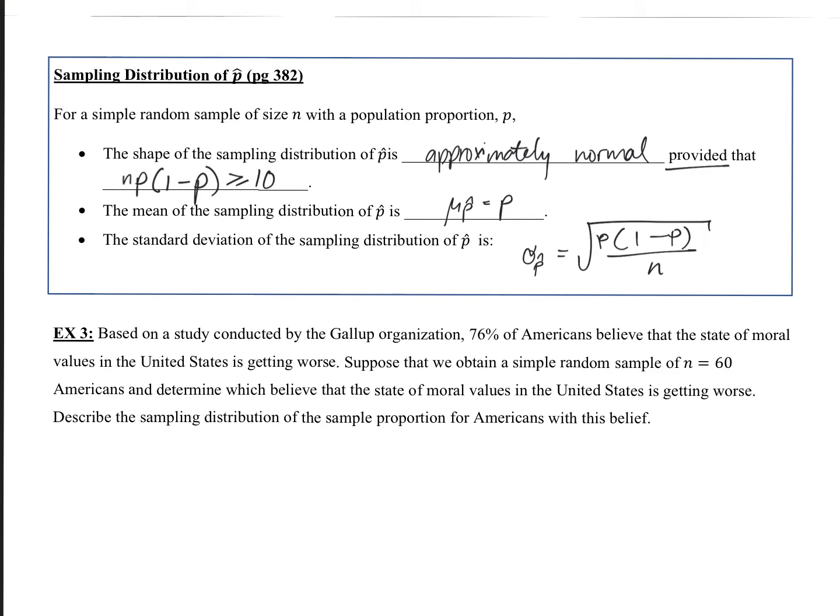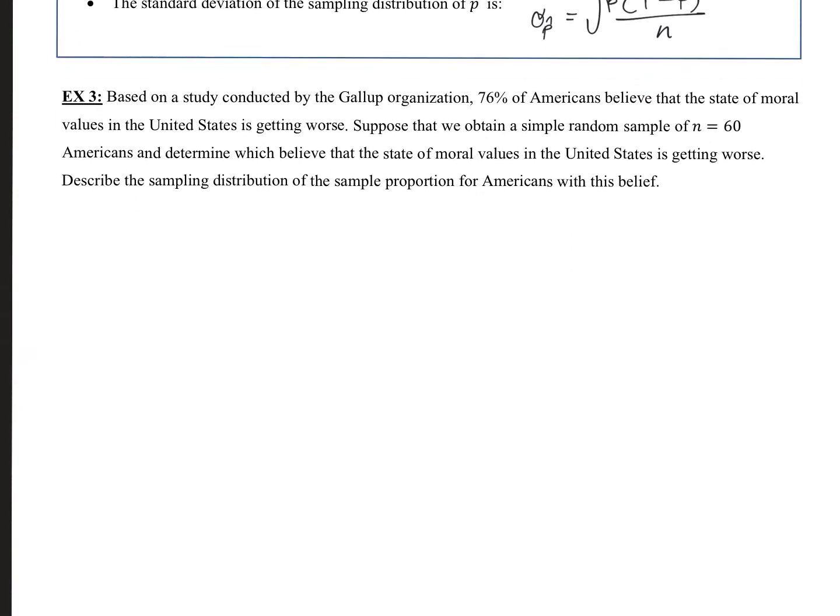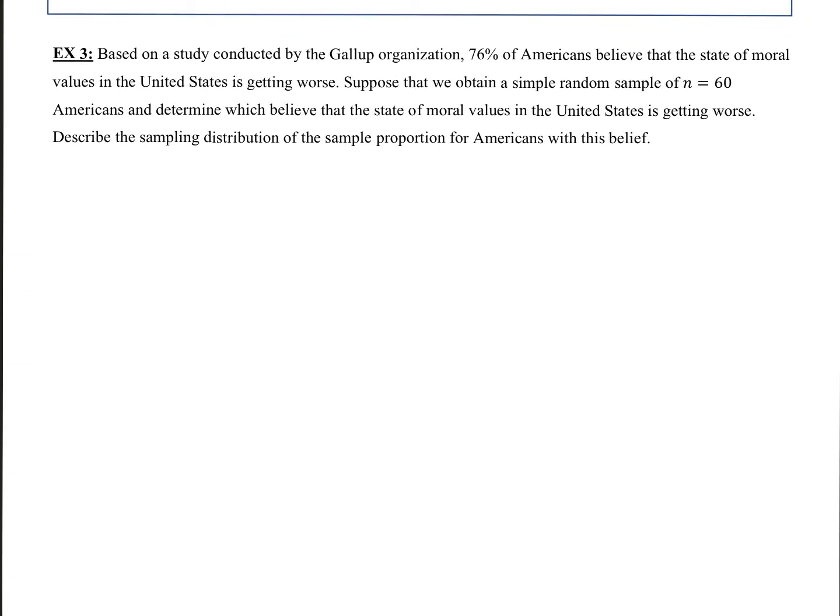So that's just denoting what the mean and the sigma are for when you use that little p hat. Let's look at example 3. Based on a study conducted by the Gallup organization, so this is very similar to what we just looked at, 76% of Americans believe that the state of moral values in the United States is getting worse. Suppose we obtain a simple random sample of n equals 60 Americans and determine which believe that the state of moral values in the United States is getting worse. Describe the sampling distribution of the sample proportion of Americans with this belief.